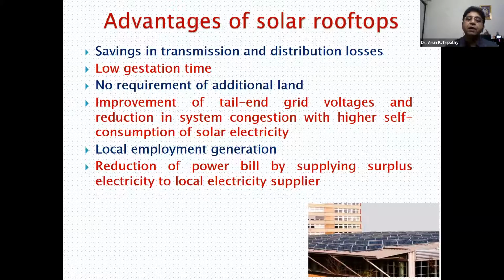At a very short period of time it can be set up. Even the largest solar power, 500 megawatt solar power, can be set up in 6 months' time. In comparison to other power installations, it is in modular form. You can set up the smallest and the largest one in a very short gestation time. In rooftop, there is no requirement for additional land, and so on. Local employment generation. This scheme has become a very good source of local employment generation. People come, install, and they provide the after sales services also.